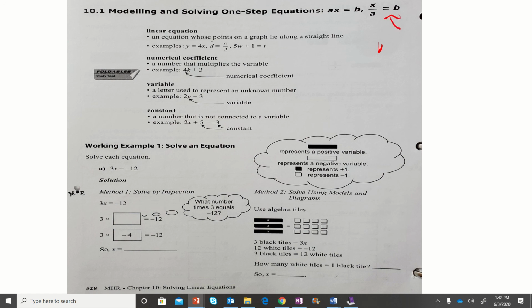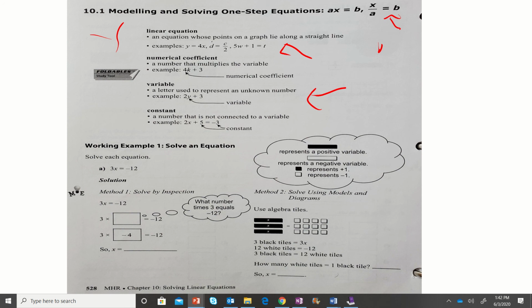We're going to go over some terms first. A linear equation is an equation whose points on the graph lie along a straight line. Examples: y equals 4x, d equals c over 2, 5w plus 1 equals t. As you'll see, we have two variables in there. A variable is a letter used to represent an unknown number. So here it's y in this case, like the arrow says.